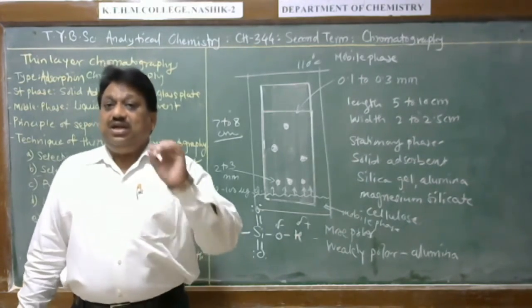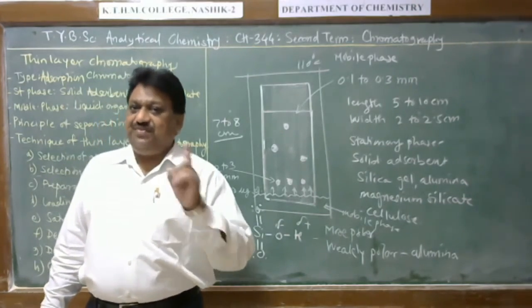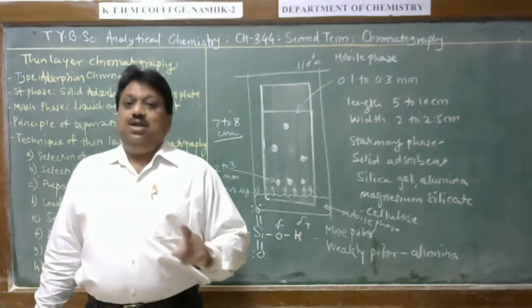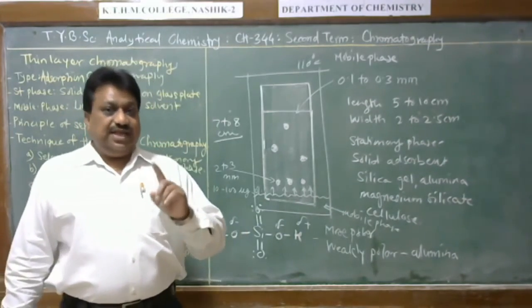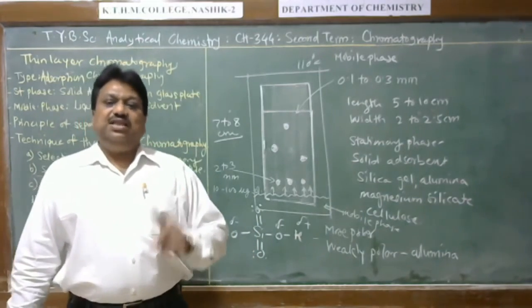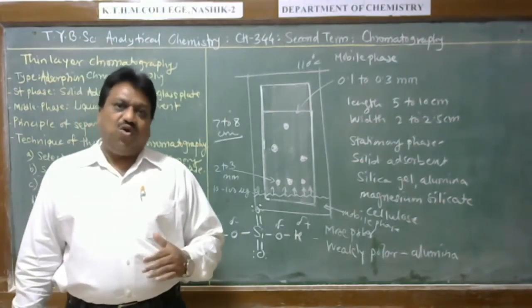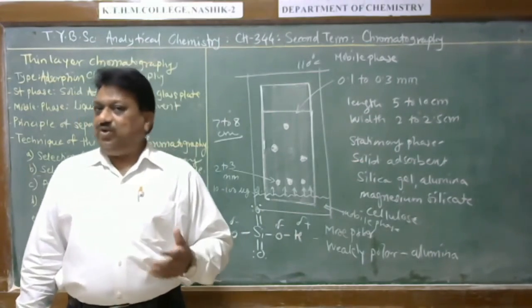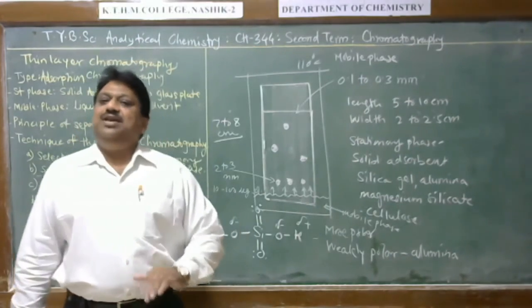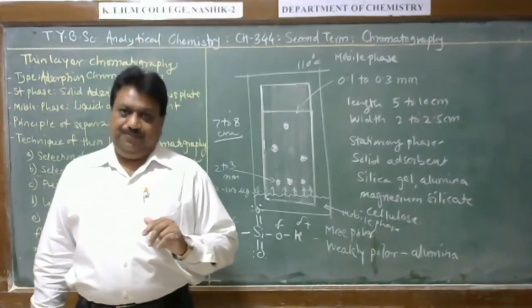RF value is governed by the type of stationary phase used and the type of mobile phase used for separation. But under identical experimental conditions, no two compounds have the same RF value, and therefore RF value is a physical constant that we can use for identification of a particular compound. Therefore, similar to paper chromatography, qualitative analysis is done in thin layer chromatography.